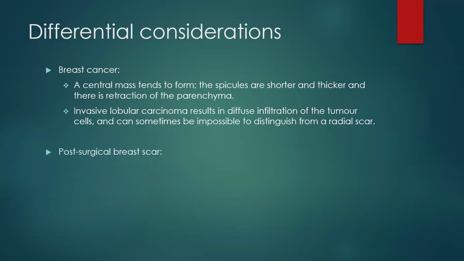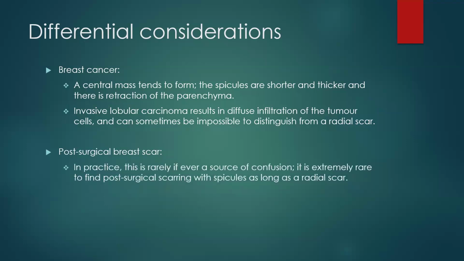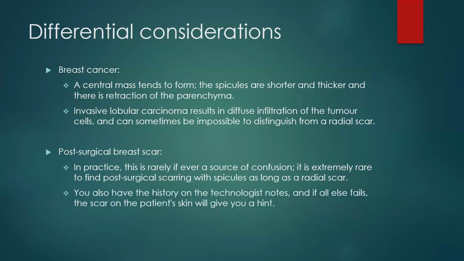In case another differential consideration is the post-surgical breast scar. In practice, this is rarely, if ever, a source of confusion. It is extremely rare to find post-surgical scarring with spicules as long as that of the radial scar. And you also have the history on the technologist note. And if all these measures fail, you can see the scar over the skin of patients. It could give you a hint to the history the patient went through.